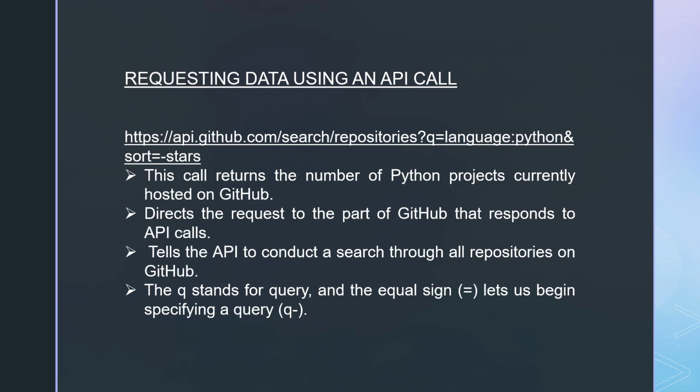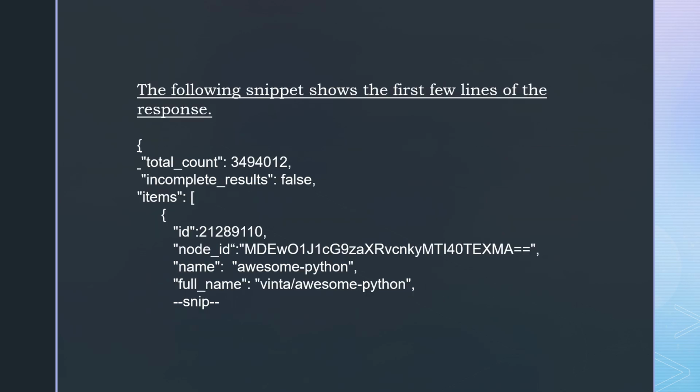The next part, search/repositories, tells the API to conduct a search through all repositories on GitHub. The question mark after repositories signals that we are about to pass an argument. The q stands for query, and the equal sign lets us begin specifying a query, q equals. The final part, &sort=stars, sorts the projects by the number of stars they have been given. The following snippet shows the first few lines of the response.